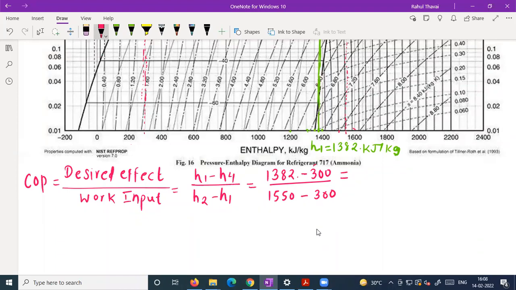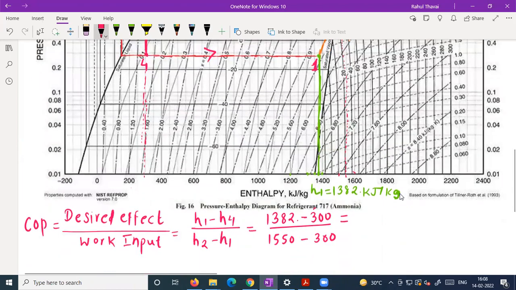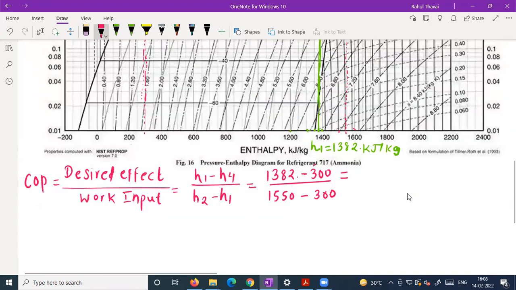This is just plotting the process on a pH diagram. Simply, we have not used any formula, and still we are able to get all the answers. Can you tell me the value of COP? Yes, COP, what value of COP do we have? 0.86. Yes, sir.